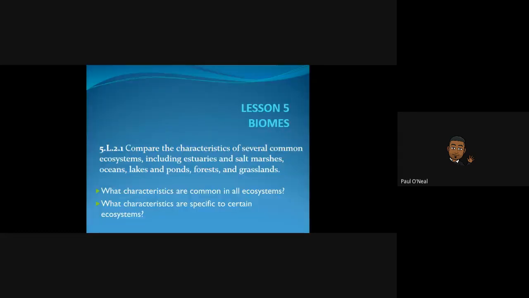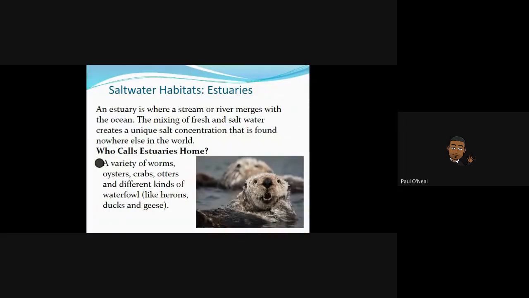Now we're going to basically get into saltwater topics. But before we do that, we're going to talk about what meets in between. And that is an estuary. An estuary is where a stream or river merges with the ocean. The mixing of fresh and salt water creates a unique salt concentration that is found nowhere else in the world.